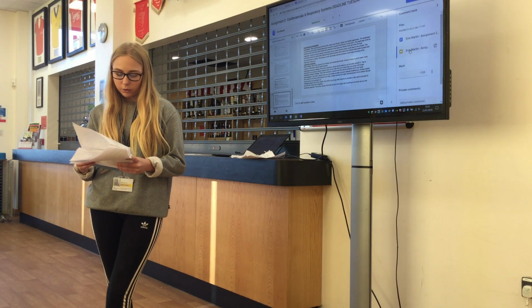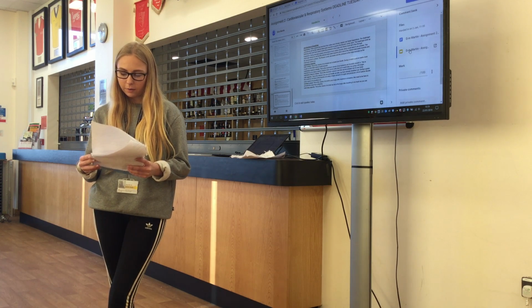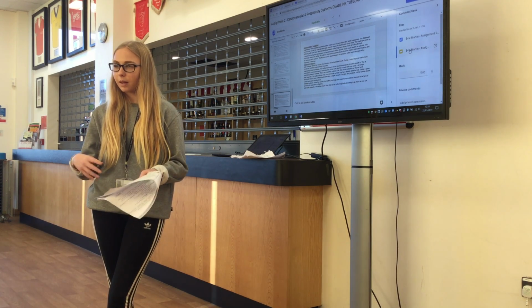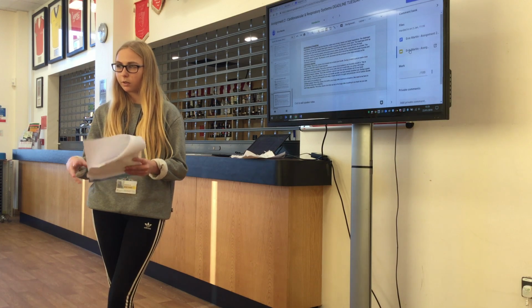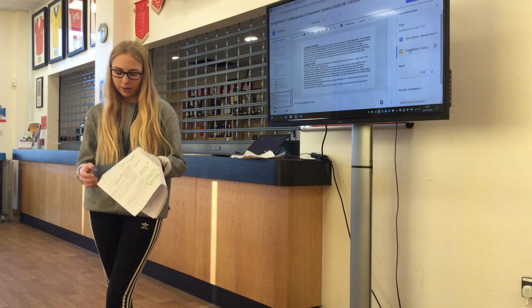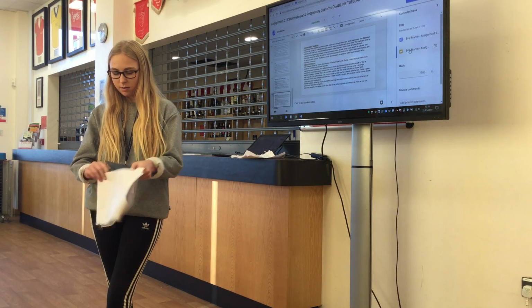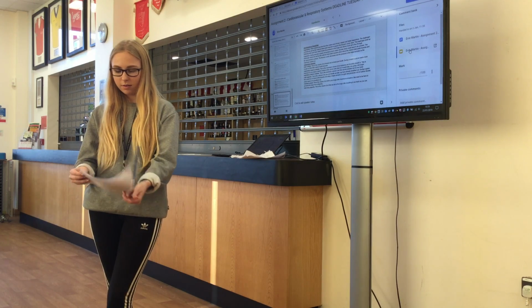The residual volume is the volume of air that's left in your lungs after a maximum exhale, so it prevents your lungs from collapsing. And then total lung capacity is the volume of air breathed in as much as you can. I think that's everything.